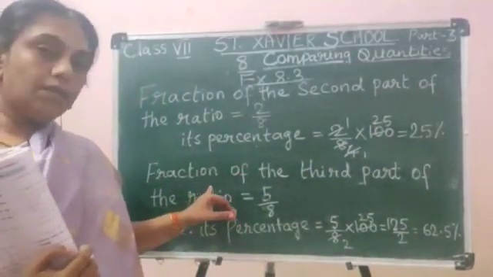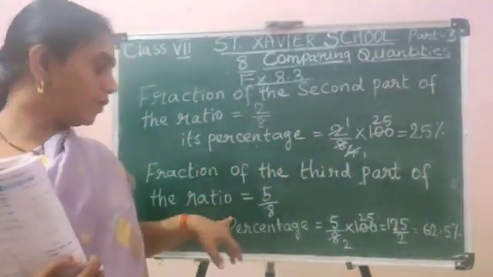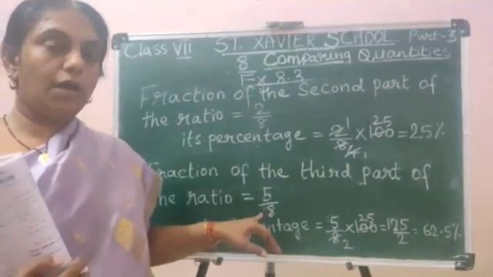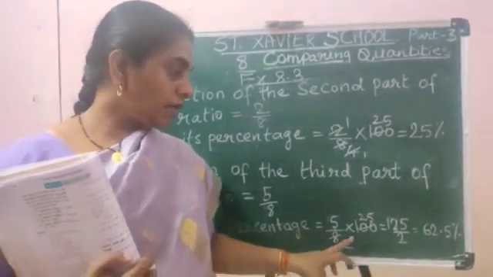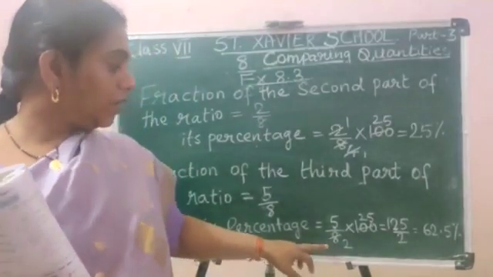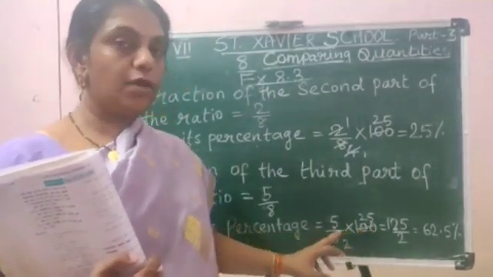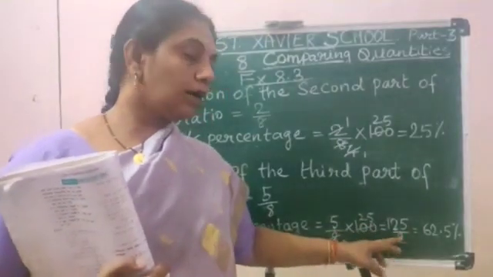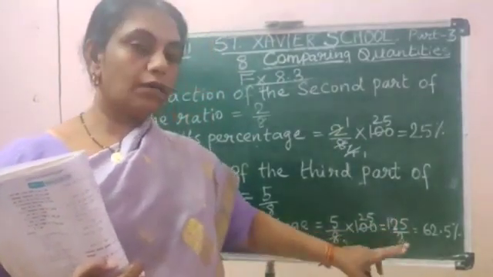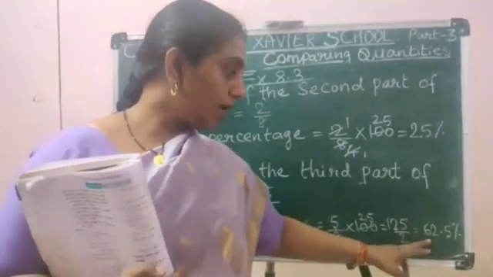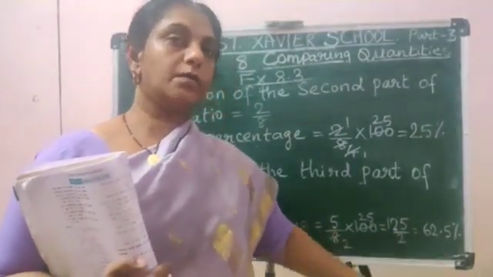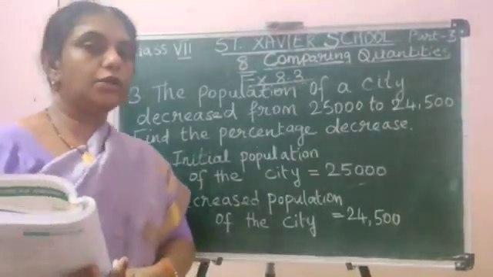Now the third one: the fraction of the third part of the ratio is 5 by 8. Its percentage is 5 by 8 into 100. 8 in the 4 table is 2 times and 100 is 25 times. So 5 into 25 is 125 by 2. 125 by 2, when you divide, you will get 62.5. That is the percentage.